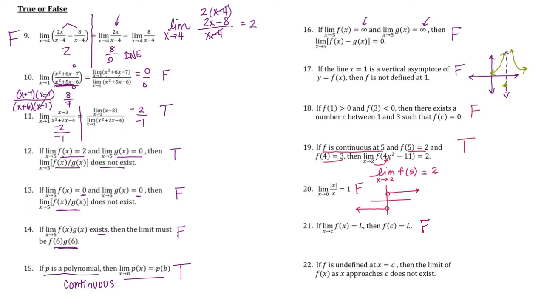Number 22, if f is undefined at x equals c, then the limit of f of x as x approaches c does not exist. Well, no, that's going to be false also. Think about if we just had a nice little line here with an open circle in it, then we have a function undefined at x equals c here, but does that limit still exist? It sure does. So 22 is false.